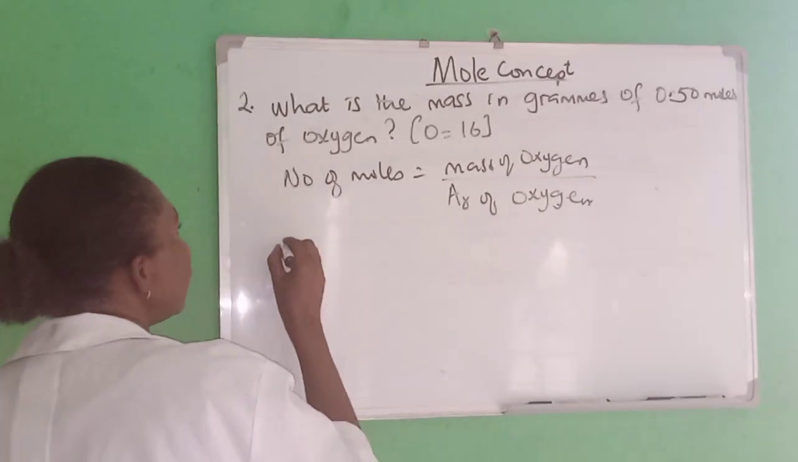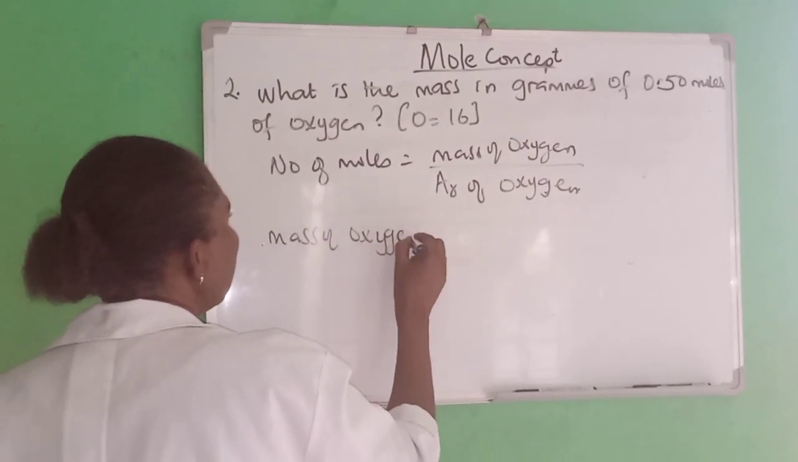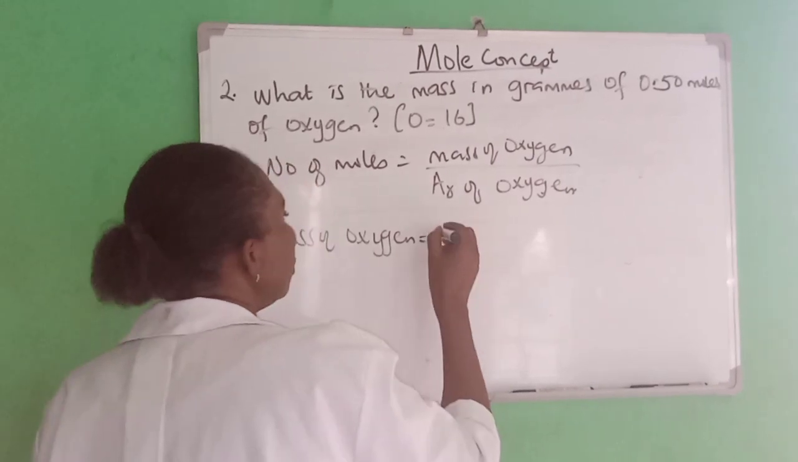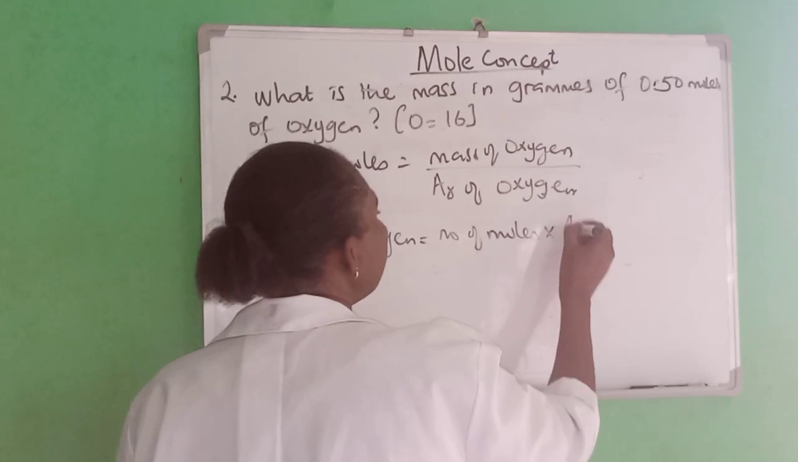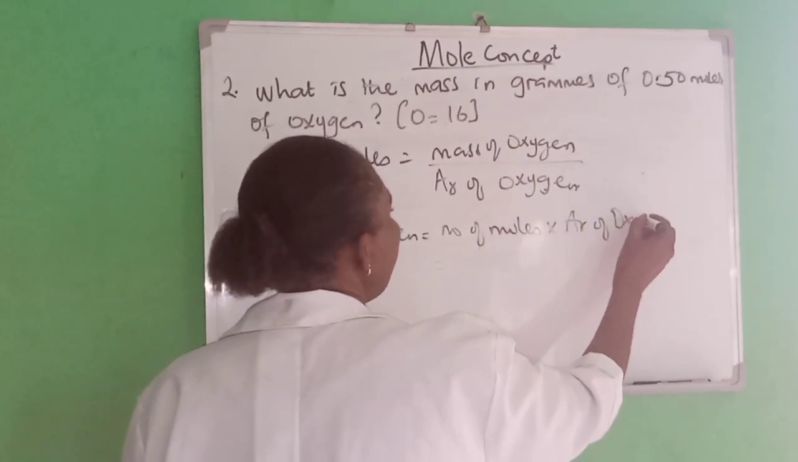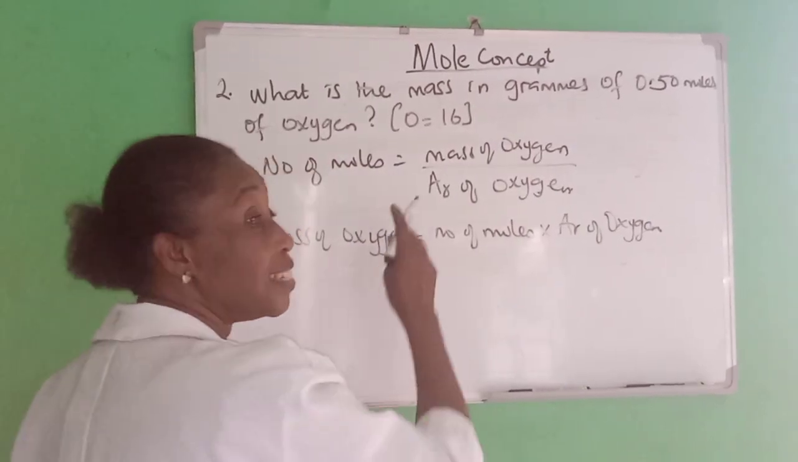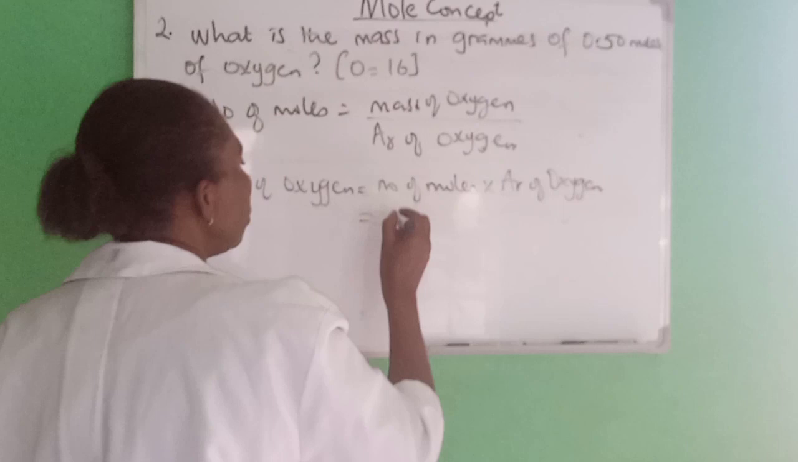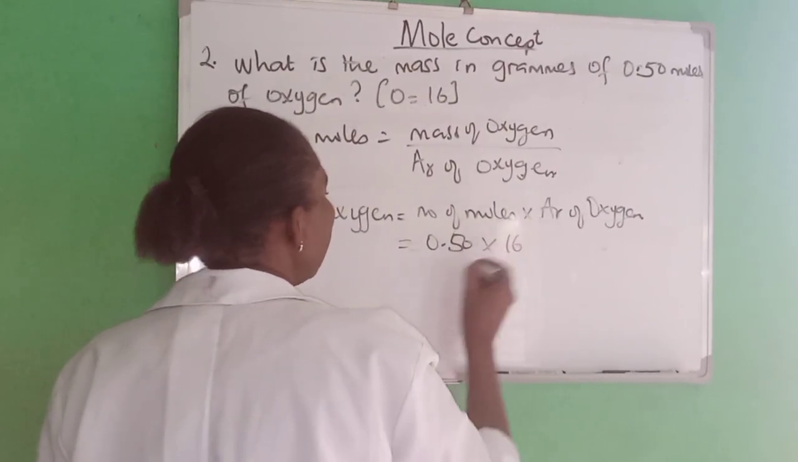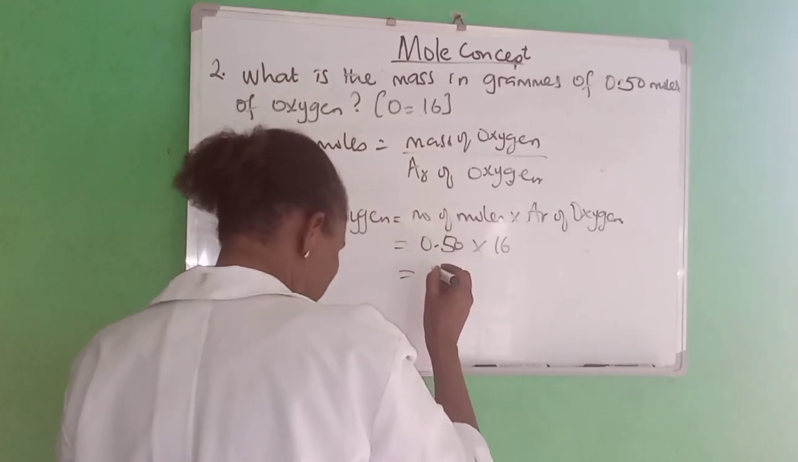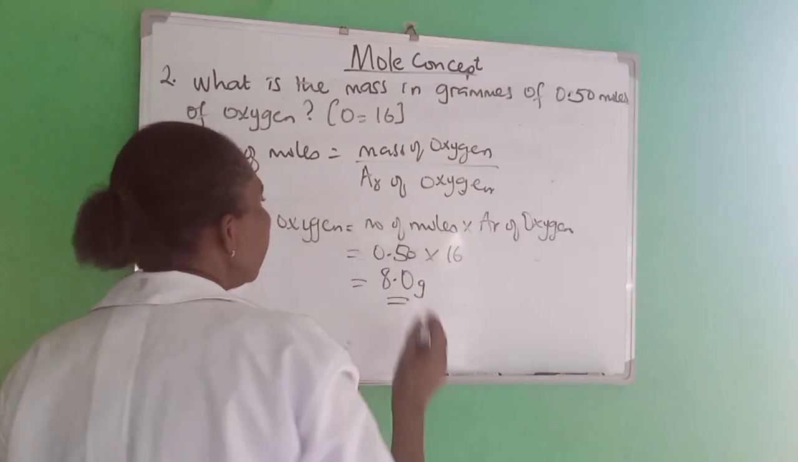So how do we do it? We say mass of oxygen is equal to number of moles multiplied by relative atomic mass of oxygen. And we have been given the relative atomic mass of oxygen as 16. So what is the number of moles? Here we have 0.50 times 16. And that will give us 8.0 grams, 8 grams.